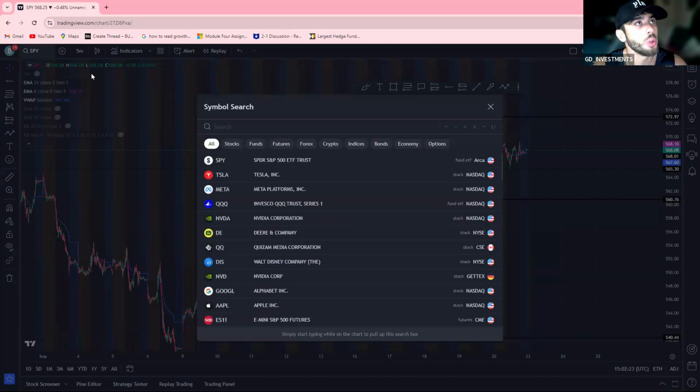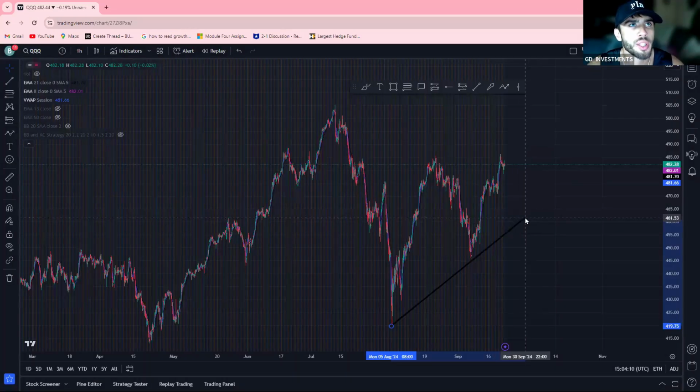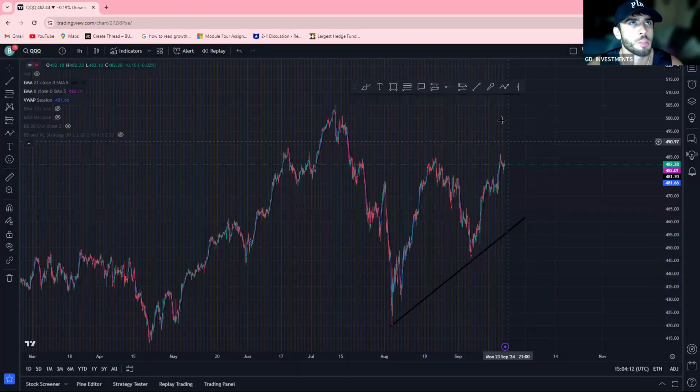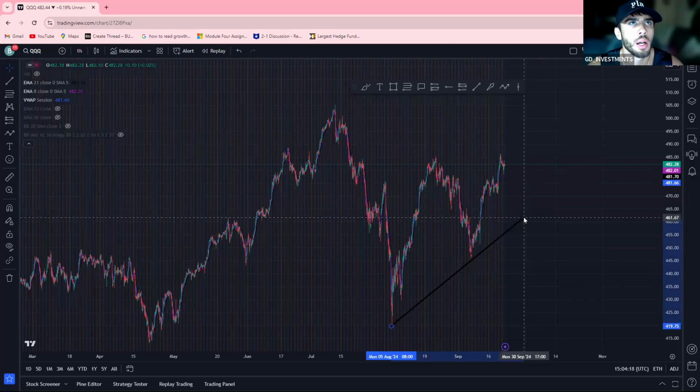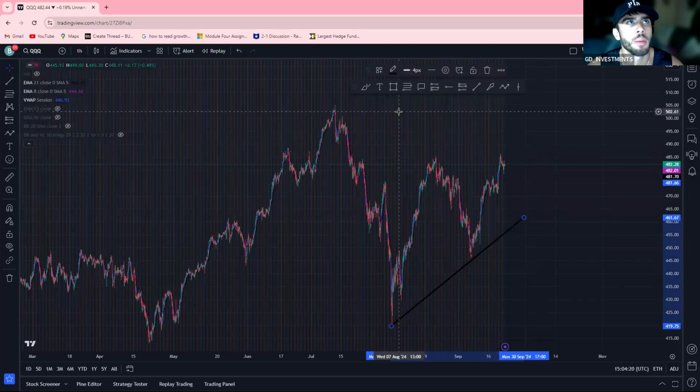Let's go over to QQQ. So looking at QQQ, we can see price is lagging behind. SPY is at all-time highs. QQQ is not. We can see price is making higher highs and higher lows, but we're just not at all-time highs yet.